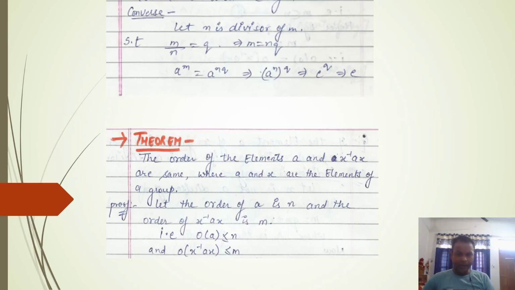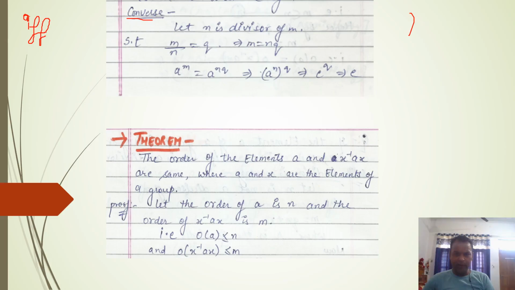Here we are taking the converse of that problem, because the "if" is included in our statement. It means we have to prove both necessary and sufficient conditions. Conversely, now we are assuming that n is a divisor of m. It means m can be completely divided by n.